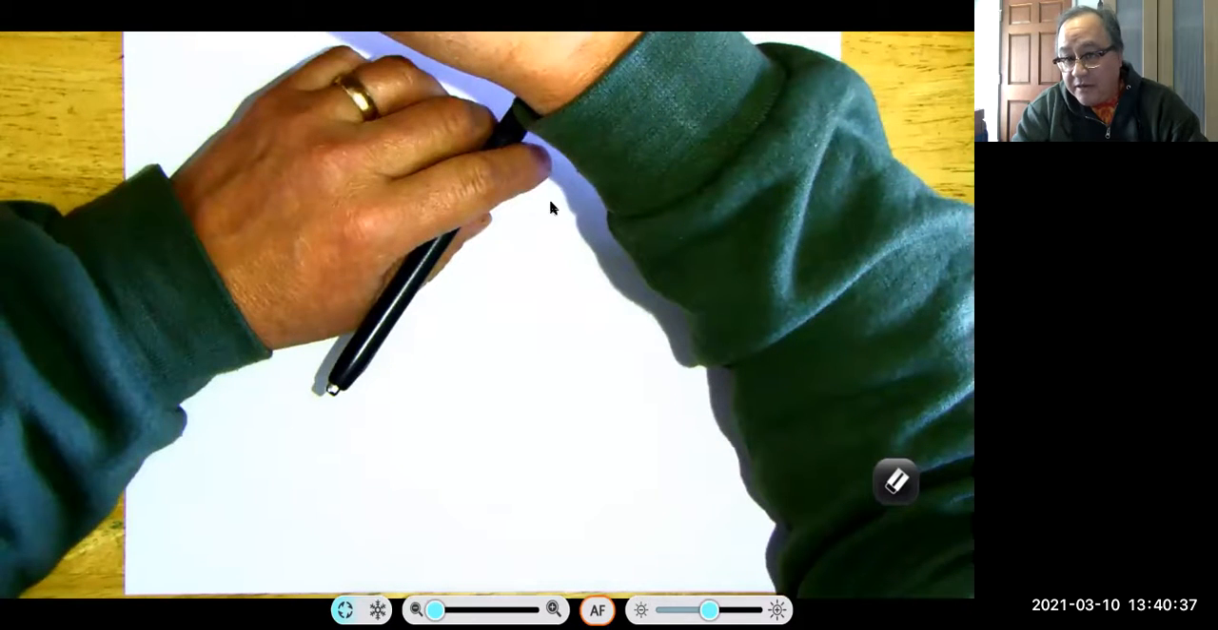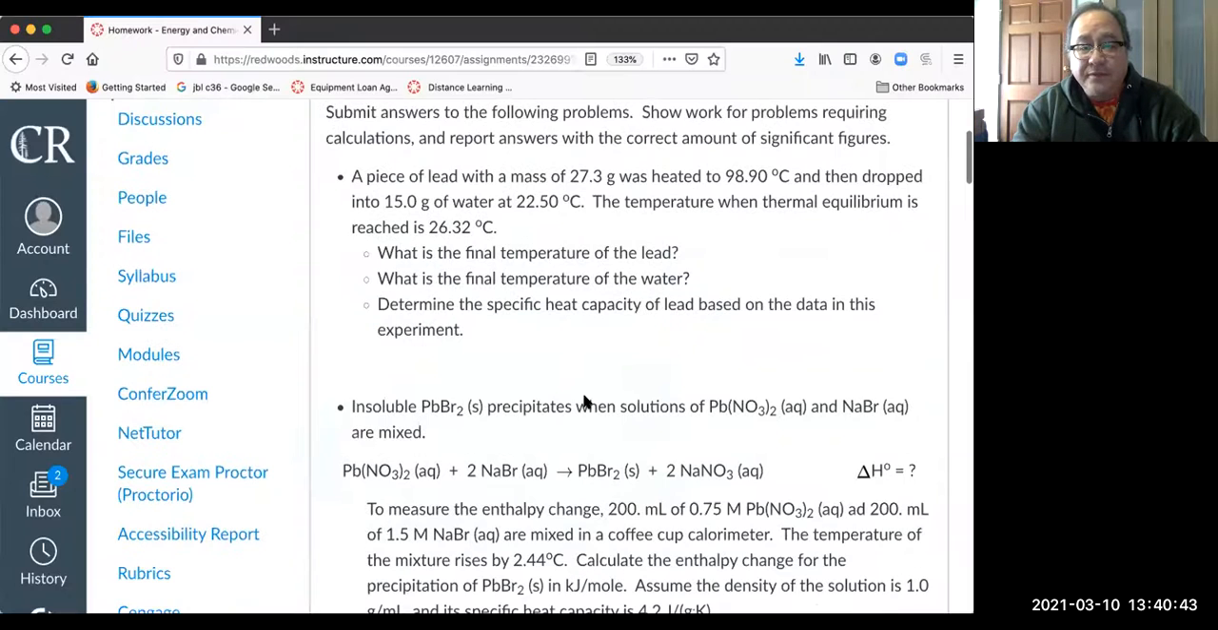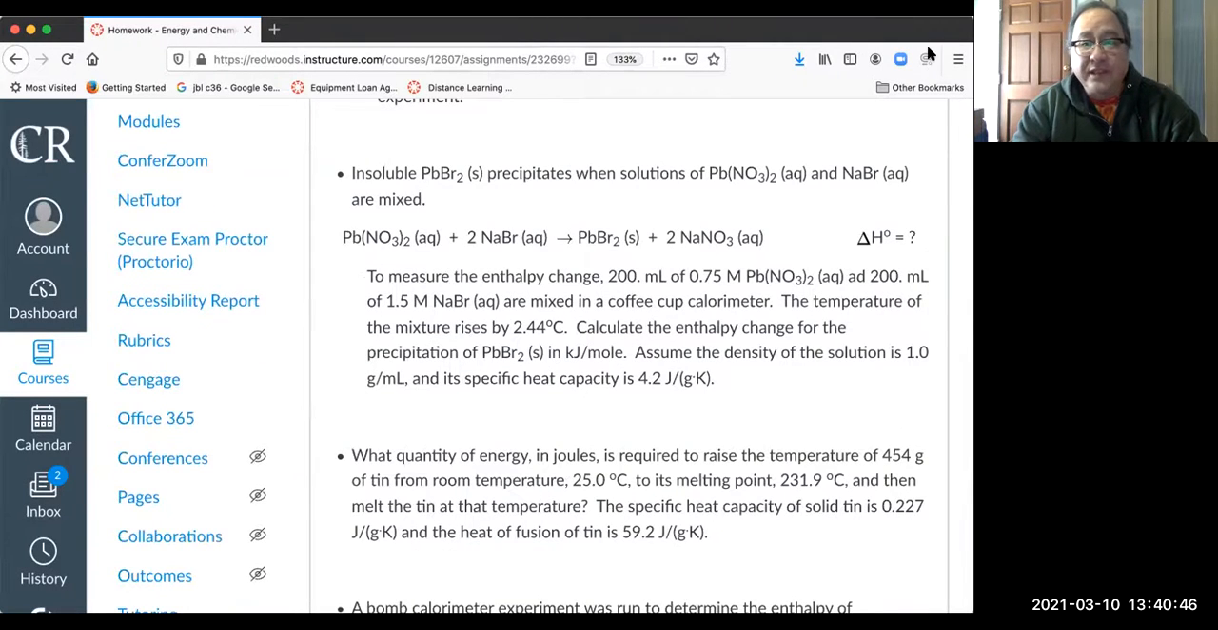So I'm going to change my share to the problem set, and we're going to look at number 2. Or I should say the second problem. So we have insoluble lead 2 bromide precipitates when a solution of lead 2 nitrate and sodium bromide are mixed. And here you have I think it's a balanced equation. To measure the enthalpy change, you basically mix some of the lead 2 nitrate with some of the sodium bromide solutions in a coffee cup calorimeter.